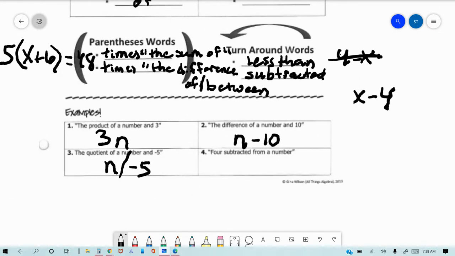n, the number and negative 5, so it would be divided by.